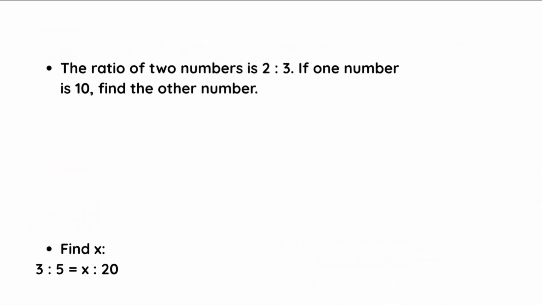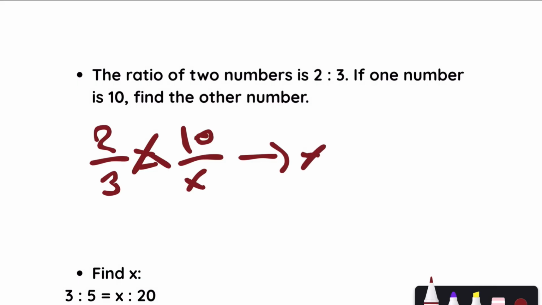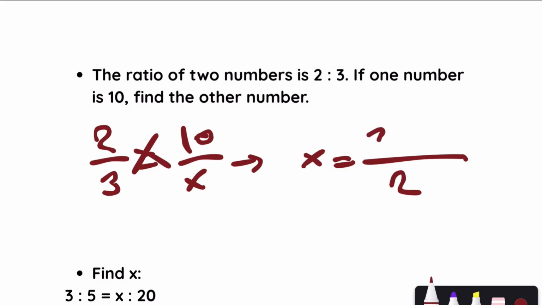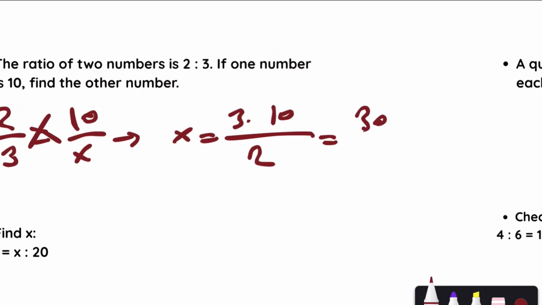The first one. The ratio of two numbers is 2 to 3. If one number is 10, find the other number. So they say that one number is 10. We don't know which number is 10, but let's consider it like this. 2 divided by 3 equaled to 10 divided by x, okay? Using the cross multiplication, x equaled to 2. I can write 2 in here as coefficient of x, or I can write it in the denominator part as well. So 2. 3 times 10 in the numerator, because they're means, 30 divided by 2, which will be 15, and x is 15.